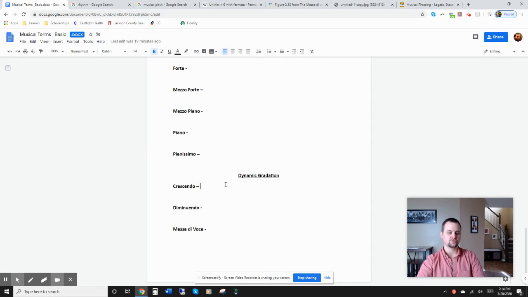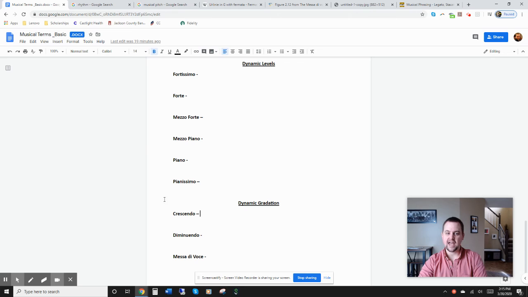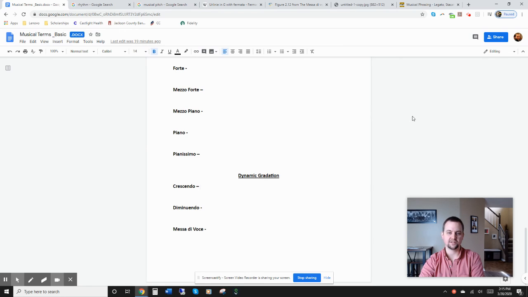Okay, so let's go on ahead. Crescendo is a gradual increase in volume. Okay, a gradual increase in volume. And if we go back up here, it can be any one of these to the next one up. It can be pianissimo to piano, or it can gradually go past those. It can go pianissimo to forte in one crescendo. Sometimes it's a little subjective. We got to get into the head of the composer, see what they intended. But a crescendo, gradual increase in volume.